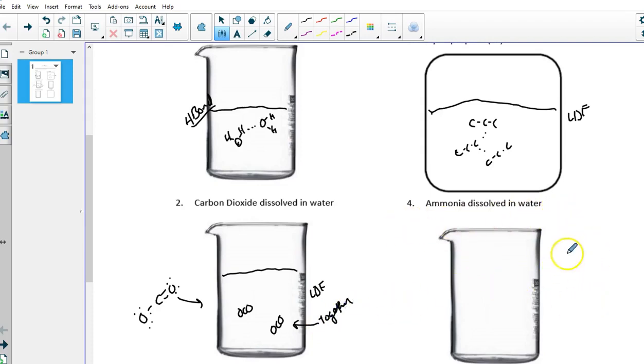Dissolved ammonia in water. So ammonia is NH3, and it looks like this, nitrogen, and it is not symmetrical, has a lone pair of electrons right here, making this side partial negative, this side partial positive. And therefore we have water molecules on like this, and we have an NH3 over here. And we'd have a little hydrogen bond right there. So this guy is going to be hydrogen bonding. Okay, you have another one here.